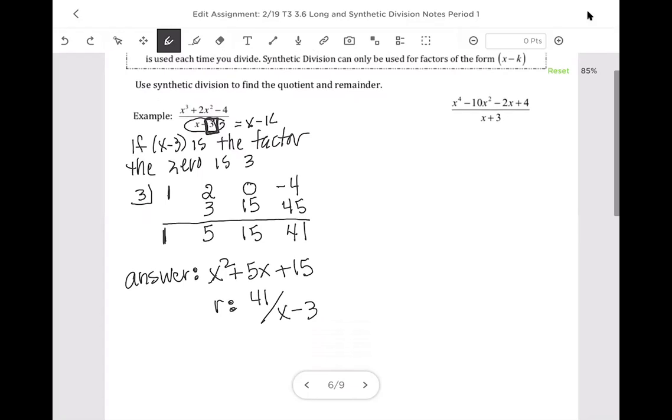Now you're probably like, why did you even show me long division then, if it's this simple to do the division, right? Well, look at some of the long division problems we did.